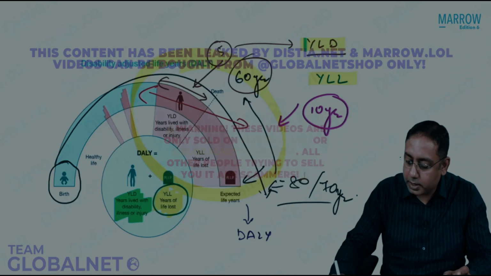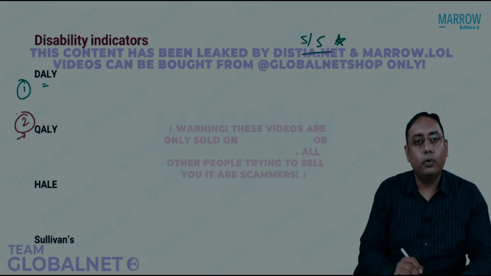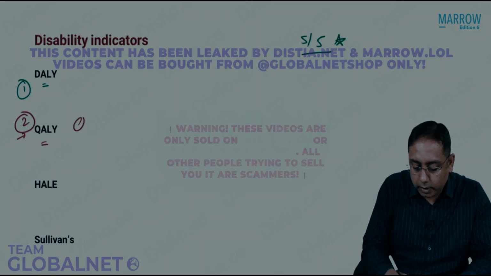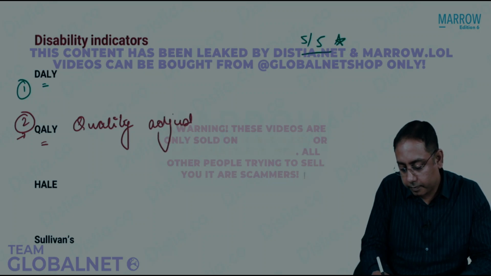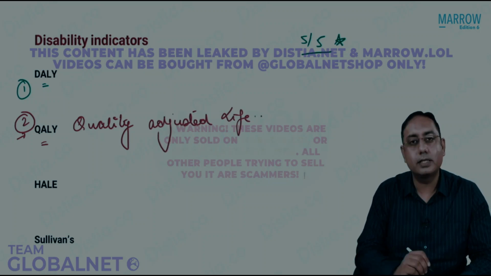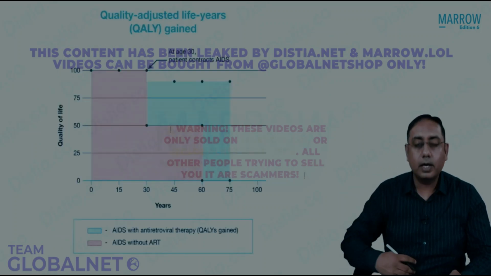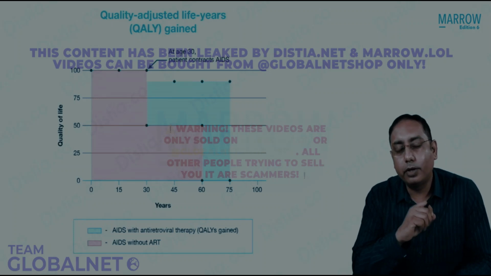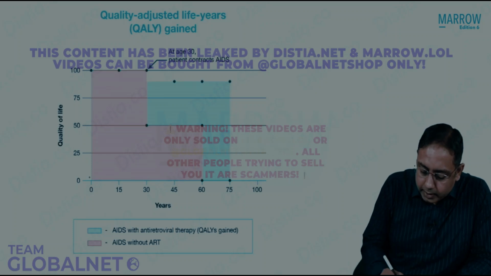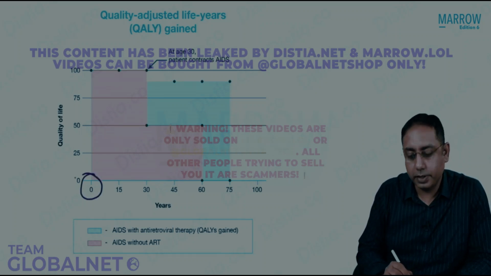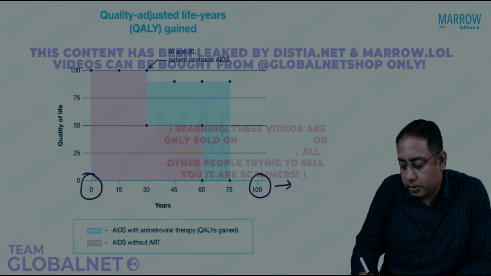Next in line, how to understand what you mean by QALY. What is QALY? QALY stands for quality adjusted life years. What do you mean by QALY? If you just look at this diagram, let me simplify it for you. Let us say a person was born at 0 years of age. And let us say that person was supposed to die by, let's not keep it as 100.